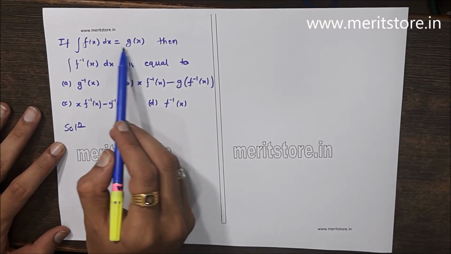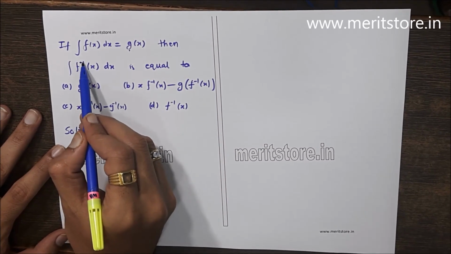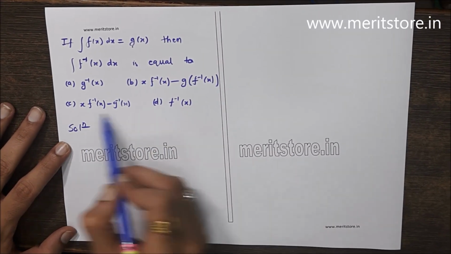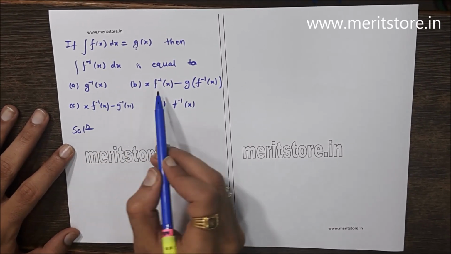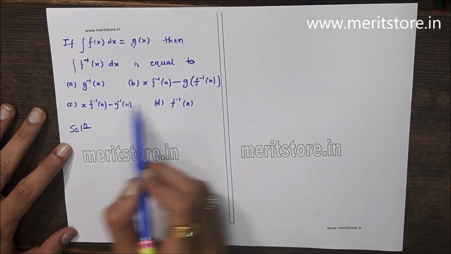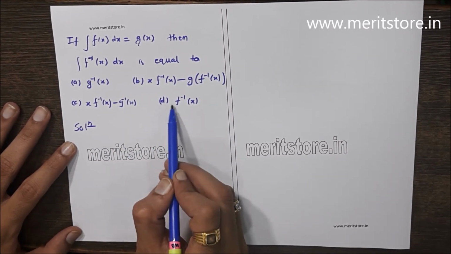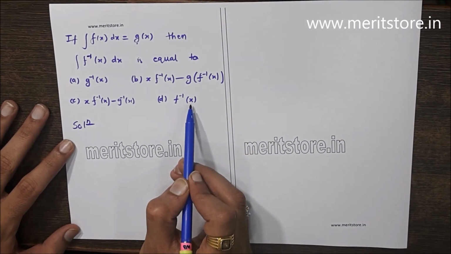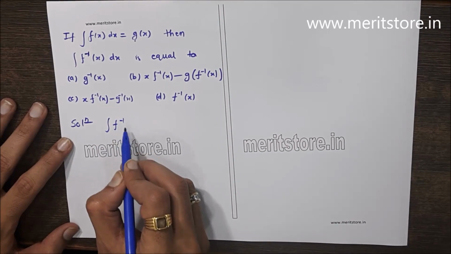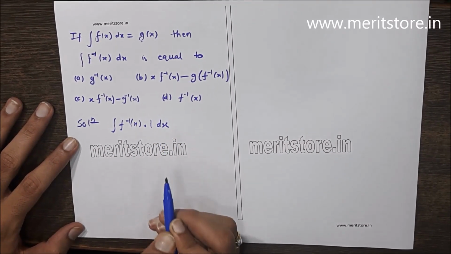Integral of f of x dx is equal to g of x. Then we have to find the integral of f inverse of x dx. The options are as follows: g inverse x, x f inverse x minus g of f inverse x, x f inverse x minus g inverse x, and f inverse x. To find this integral, we'll write integral of f inverse x into 1 dx.